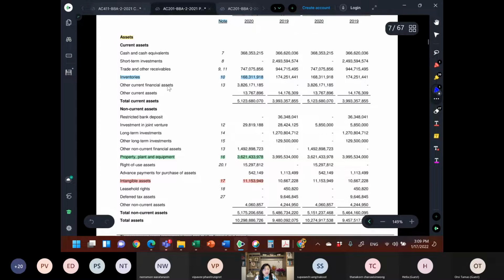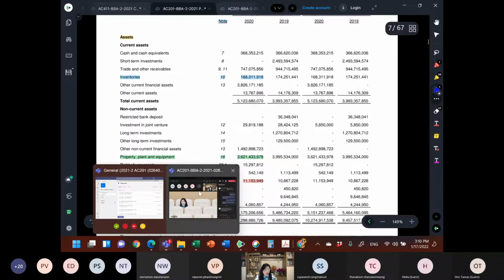So all in all, the company has total current asset of 5 billion, right? And then for the non-current asset, there are investments: investment in joint venture, long-term investment, property, plant, and equipment, right of use, intangible asset. Now, let me talk about property, plant, and equipment and intangible asset. These are the two items that I would like to talk a bit more on.